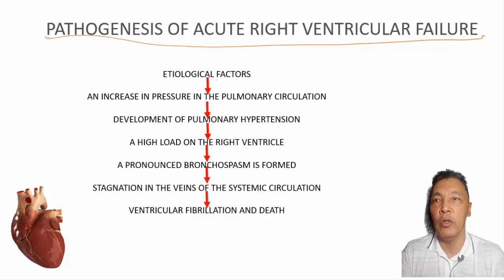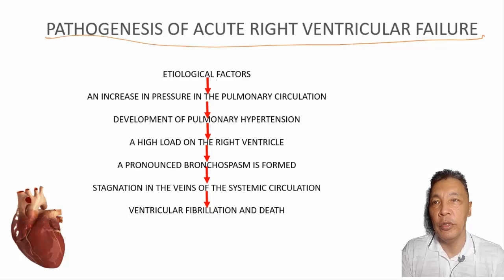With an increased load on the right ventricle, pronounced bronchospasm is formed, which leads to a decrease in ventilation of the lung and an increase in blood shunting. Stagnation in the venous system of the systemic circulation is quickly formed. Acute right ventricular overload often causes ventricular fibrillation and death.